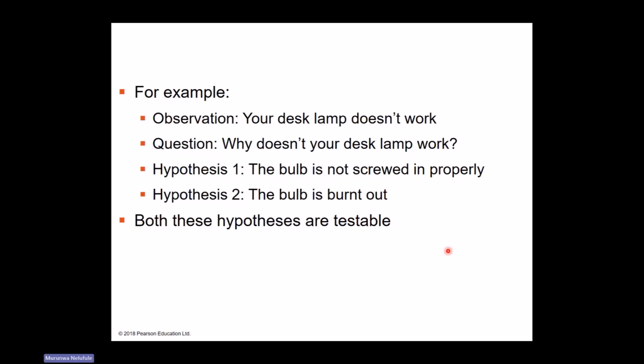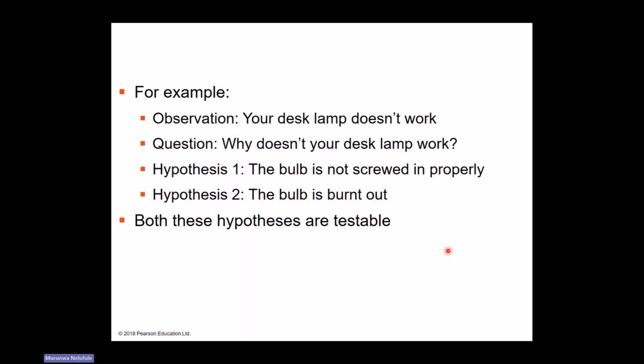Both of these are testable. How are they testable? For hypothesis one, you check if the bulb is screwed in properly. For hypothesis two, you can check by switching on and off to see if the bulb is still lighting or not. So you can practically test it.